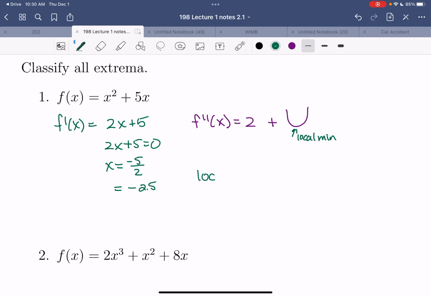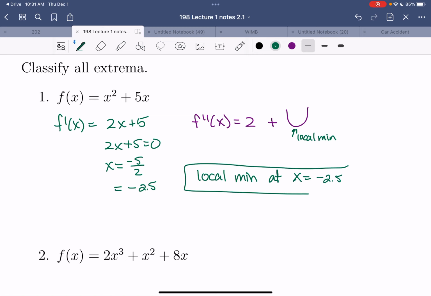So I have a local min at x equals negative 2.5, right? I didn't actually have to check anything because there was no x for my x value to be plugged into. The derivative is always just 2.